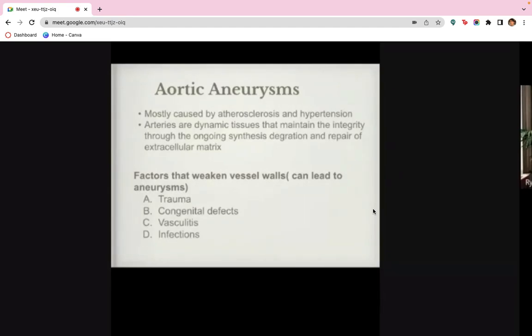So the factors that weaken your vessel wall can be due to trauma, congenital defects, o kung meron kang hereditary defects or inborn congenital defects in your heart. It can lead to aortic aneurysm. And of course, you have your vasculitis and your infection.